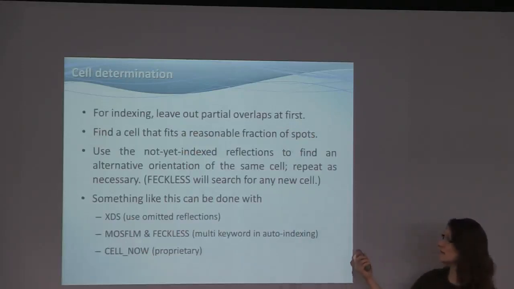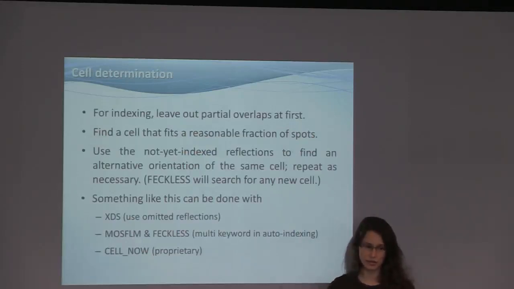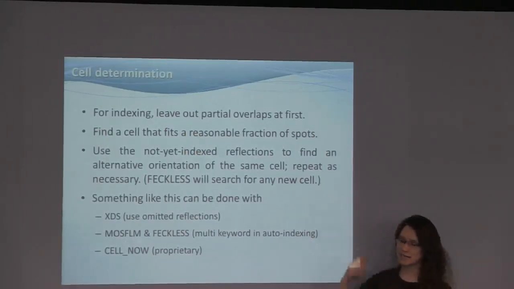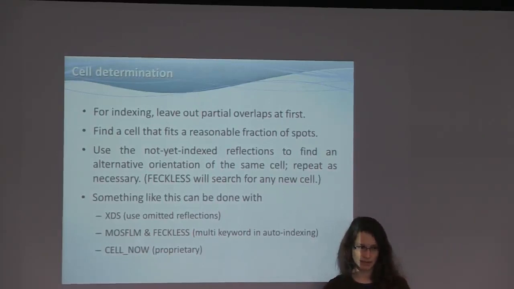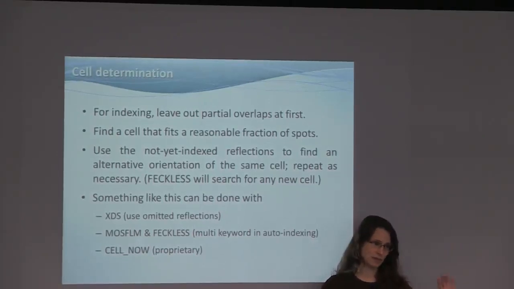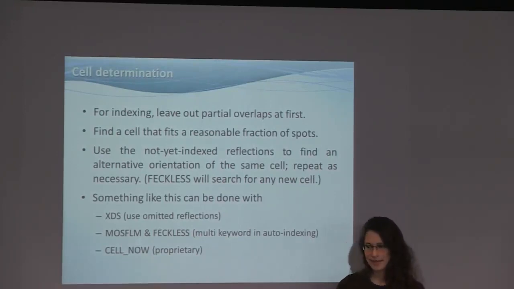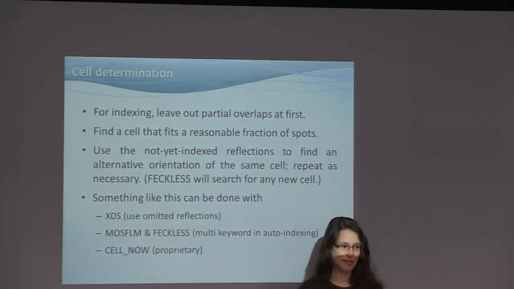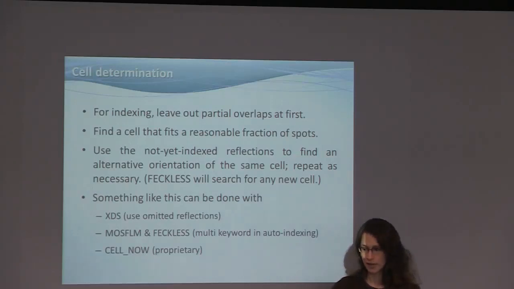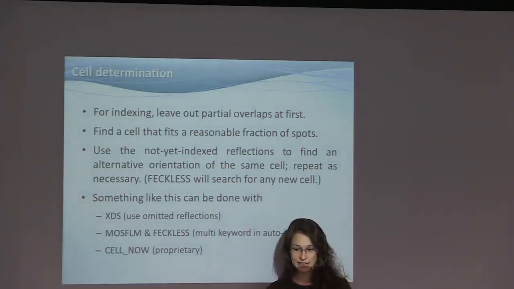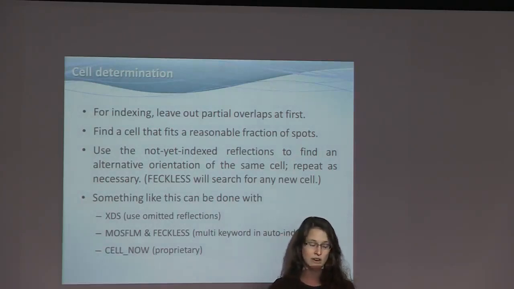And how do we treat it? First of all, we need to determine the cell before we can even start integration. So for indexing, we need to leave out the partial overlaps. That's the first thing we do, because the partial overlaps, we don't even know where their center is. We find a cell that then fits a reasonable fraction of spots. Then we use the not yet indexed reflections as an alternative orientation of the same cell to index the rest and repeat as necessary.